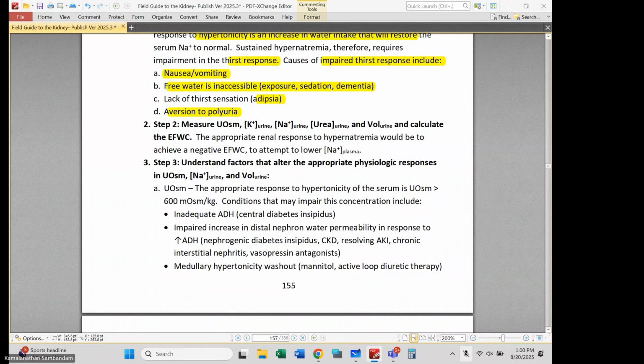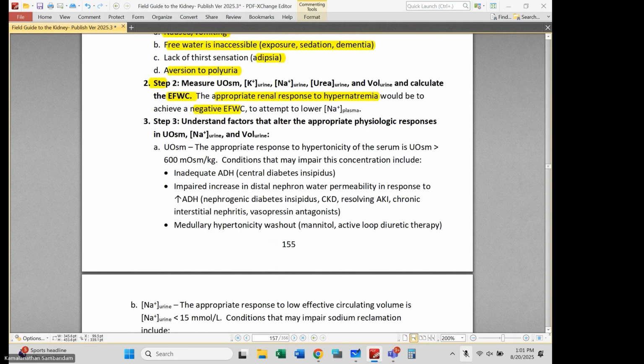All right. Step 2, you might just quickly measure, or calculate, the electrolyte-free water clearance to see if there's an appropriate renal response to this hypertonicity. Most patients should have a negative electrolyte-free water clearance in that scenario. If you're responding normally, the kidney is responding normally. Often I would say we take a shortcut. We just look primarily at the urine osmolality. That should be quite high, but more holistically, your electrolyte-free water clearance should be low, if not negative.